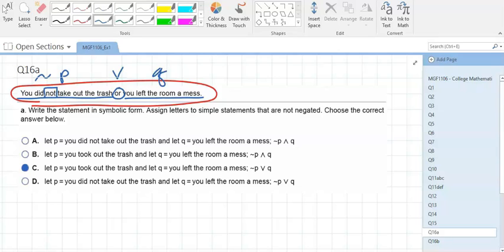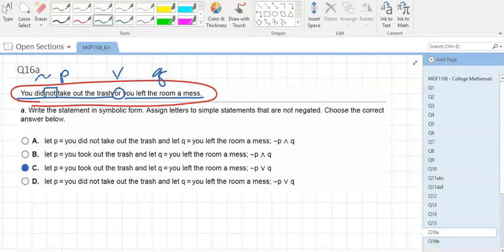Because we want P without the negation in it. So what is this P statement up here without the negation? Take out the word not, and you got the P. So you did take out the trash is the real P value. Okay? So take out that word not. So this one, the answer is C. Be careful on that one.